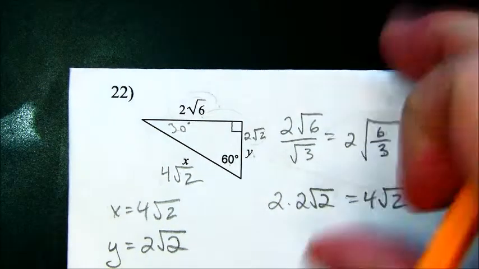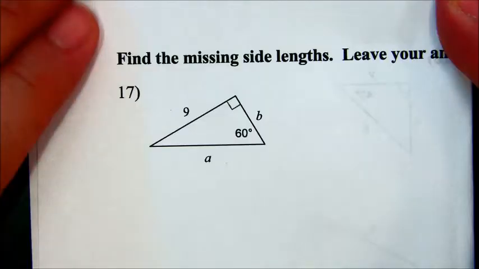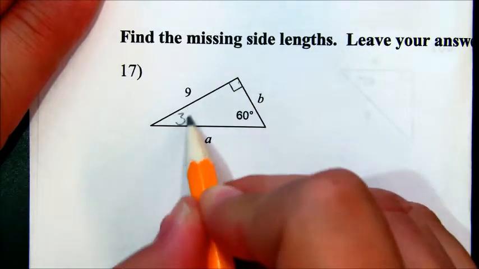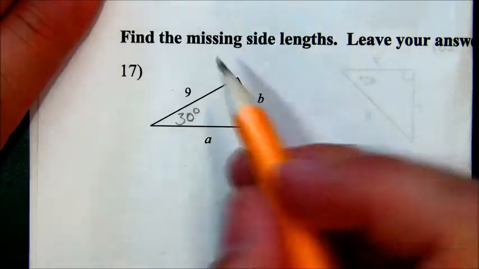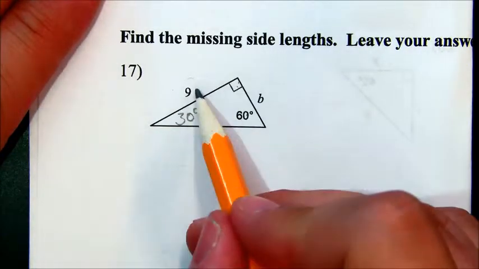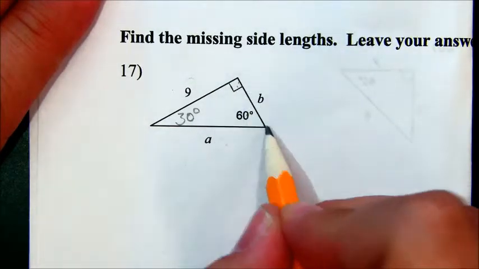That's a not so hard example, but a little bit more complicated. Look at number 17. Again, 30, 60, 90 triangle. I'm given 60 and 90, so I know the other one's 30. What am I given here? Again, I'm given a long leg. That's always the hardest case. Given the long leg, I have to find the hypotenuse A and the short leg B.